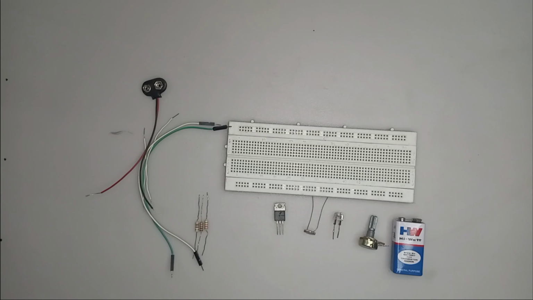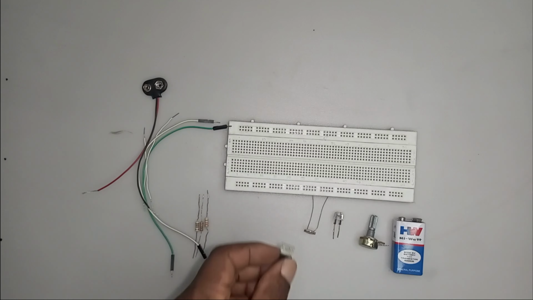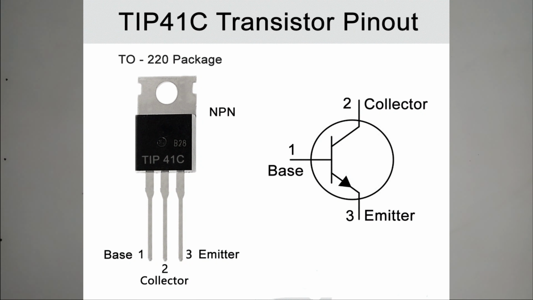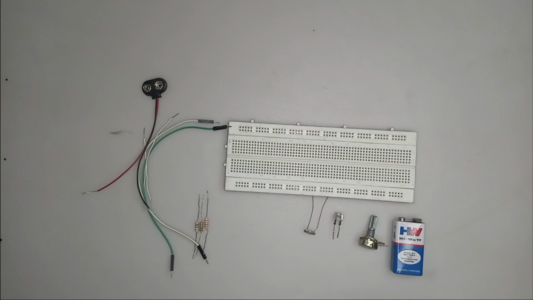As we learned before, how to use a breadboard to construct a circuit, we are going to proceed with that. I'll use the TIP 41C. This is our transistor we're going to use. It's an NPN transistor. Okay, so the circuits will be available on the screen.